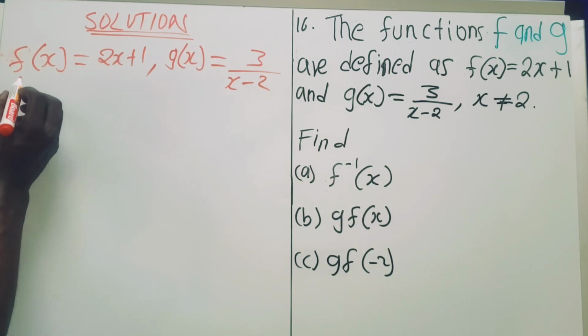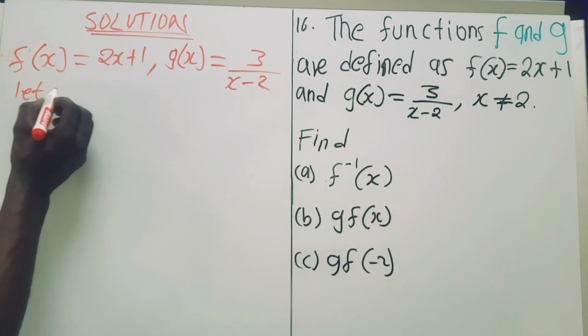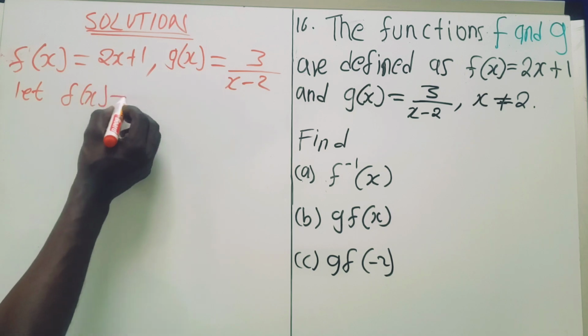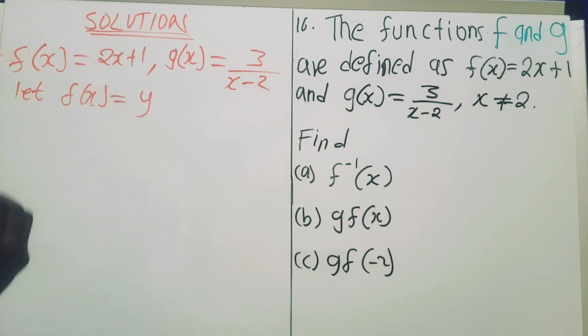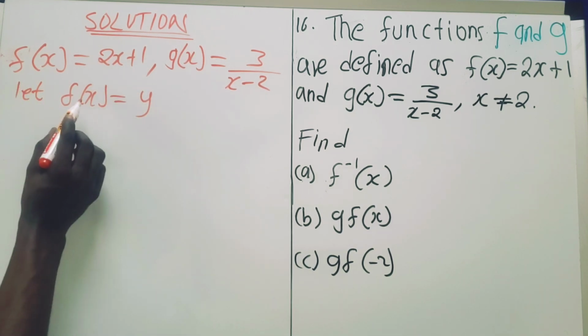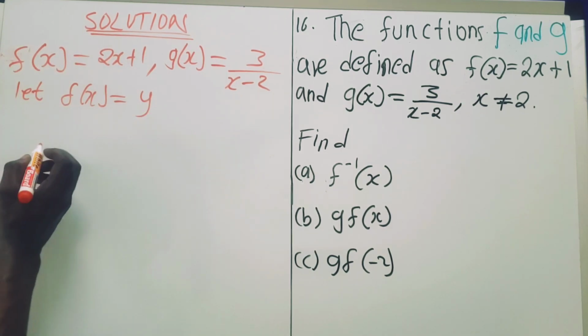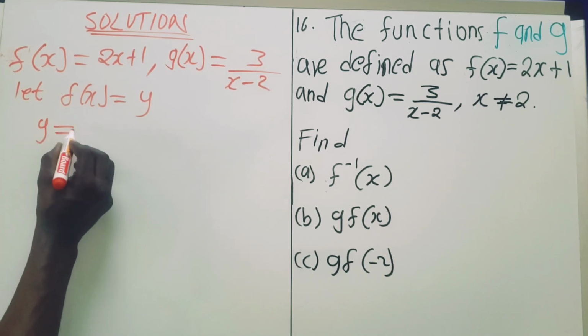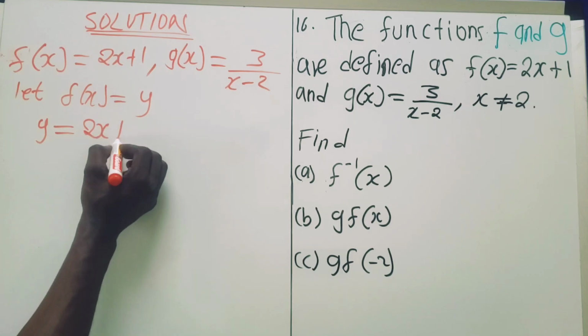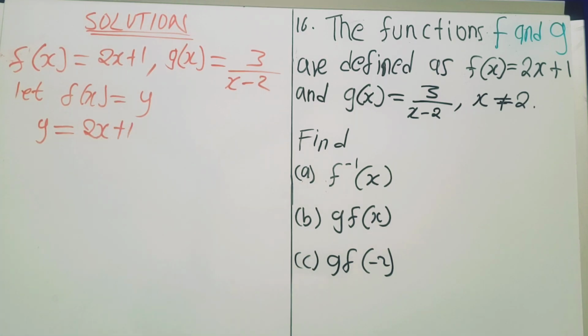So you say let f of x is equal to y. Then since f of x is now equal to y, we replace this f of x with y. So we are going to have y is equal to 2x plus 1. This is the first step.